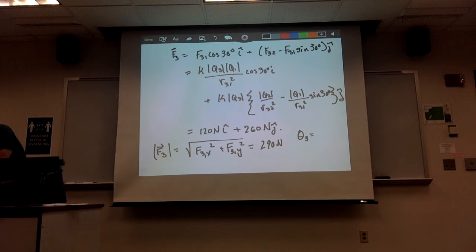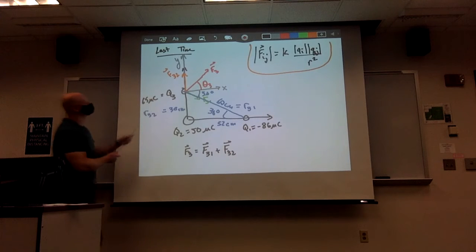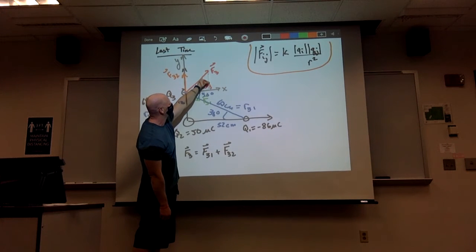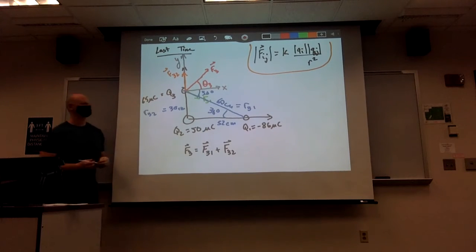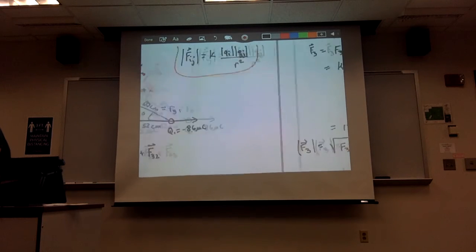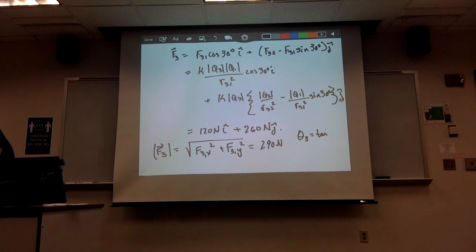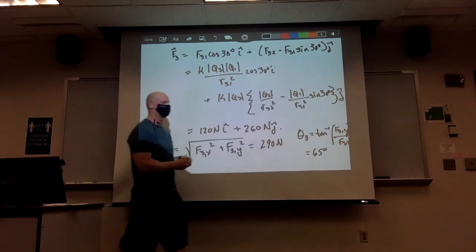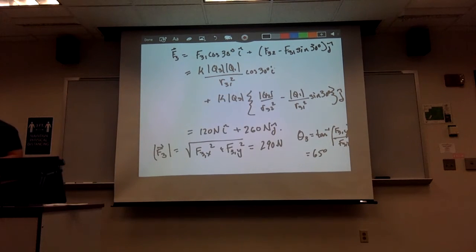And then the angle theta 3. If I go back to my picture, theta 3 is going to be the arc tangent of the opposite side, which is the y portion, divided by the adjacent side, which is the x portion. So this works out to be the arc tangent of F3y divided by F3x. Plugging in my numbers, what I find in this case is an angle of about 65 degrees.